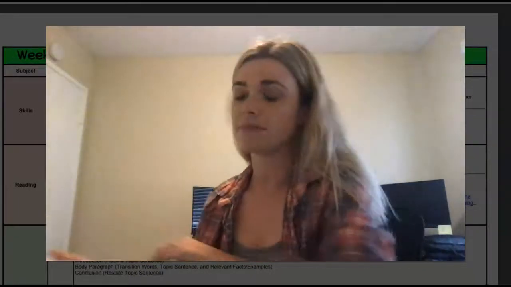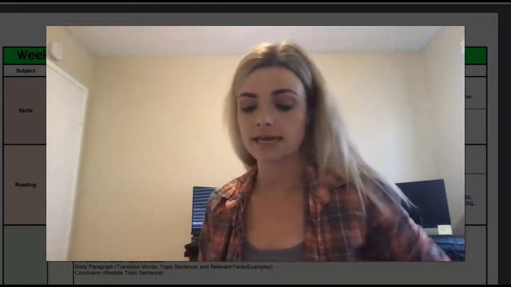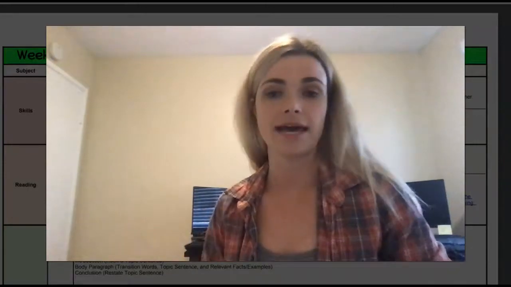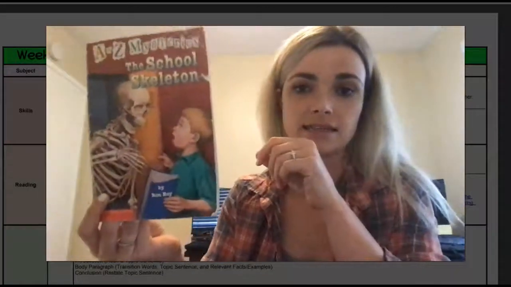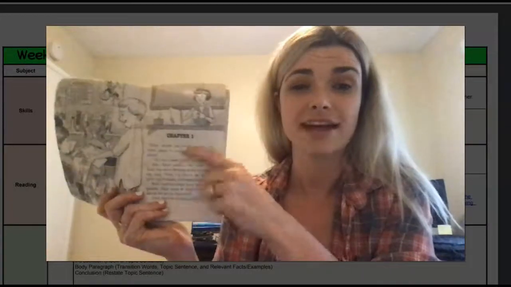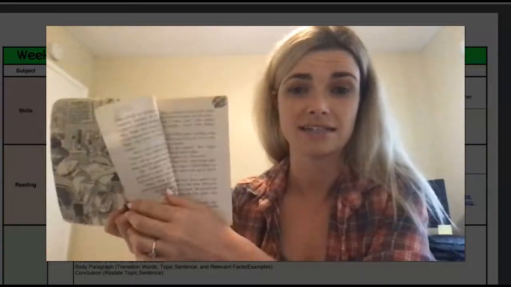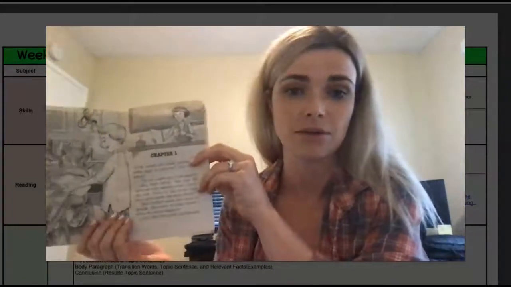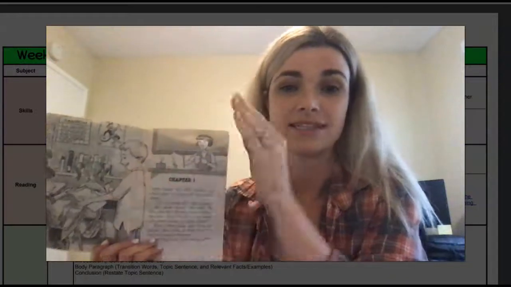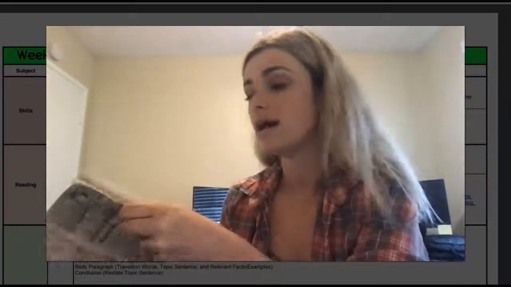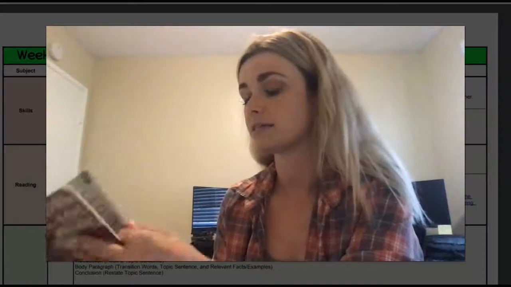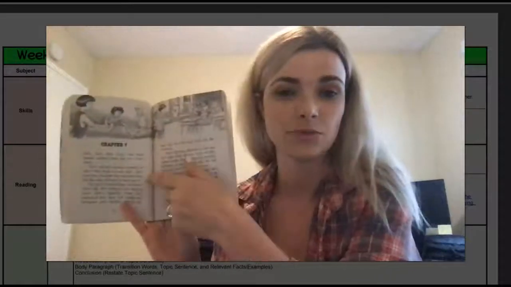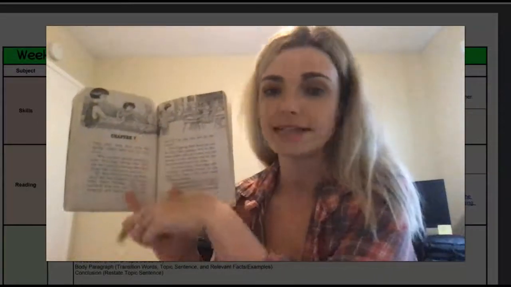Something that is really important with this is you need to be reading the same portion of the book every single day. Remember when I started reading A to Z Mysteries, The School Skeleton, I read this first page and then I got on to the next page. Even though I am already on chapter 8 in the book, I need to go back and read the same part every day this week. So I can read chapter 7, I'm sorry, because this is where I'm currently at in the story, I can read this page.